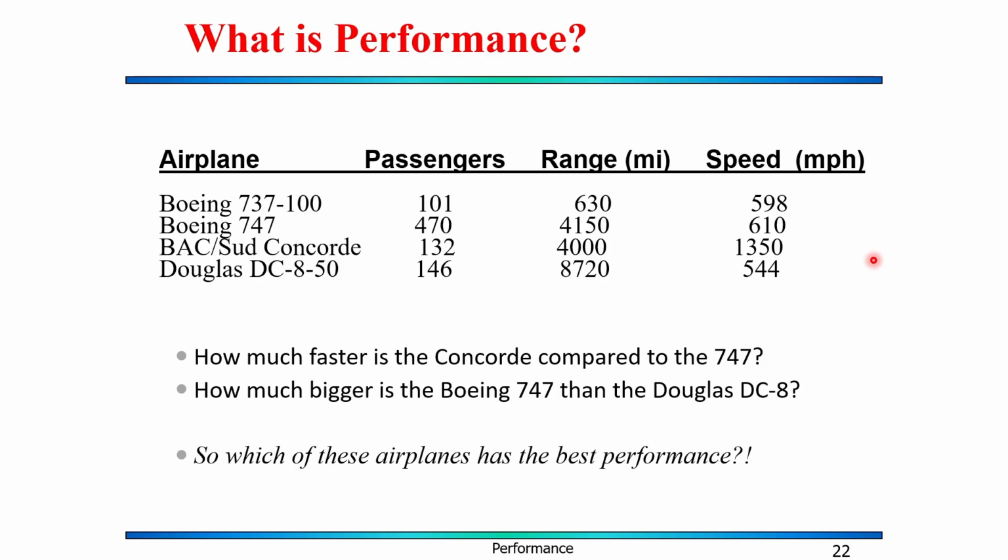If you want speed, the Concorde is best. If you want passenger capacity, the 747 is best. If you want range, the DC-8 flies farthest. So performance is not a single number. It depends on your perspective and what you are trying to achieve. So the same applies to the computer as well. In the computer also we need to see what factors we need to observe while checking its performance.